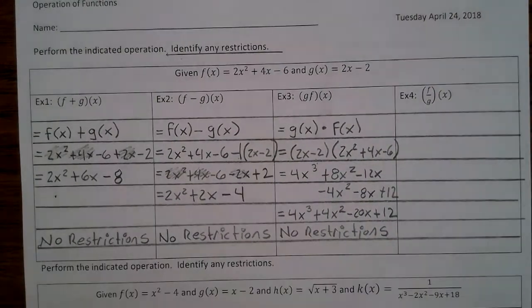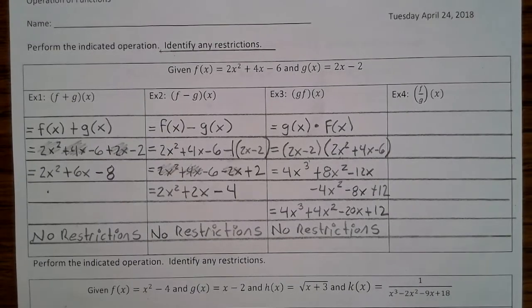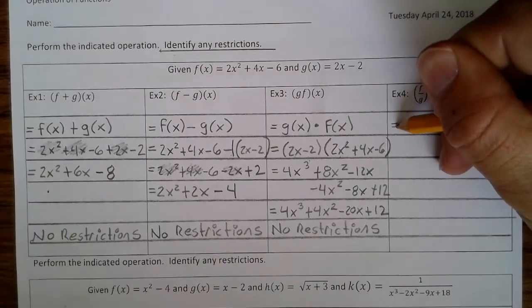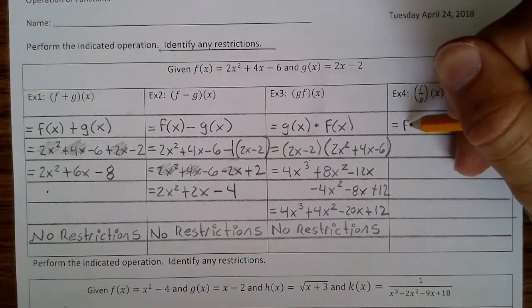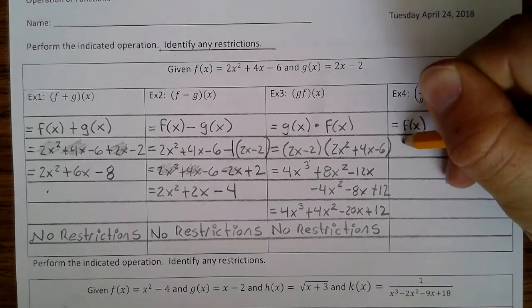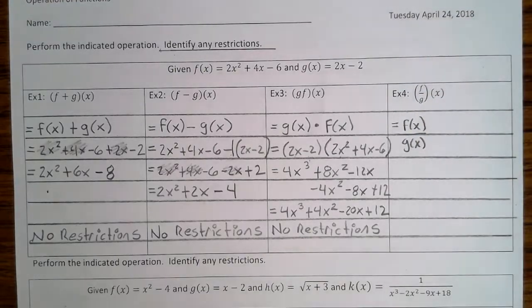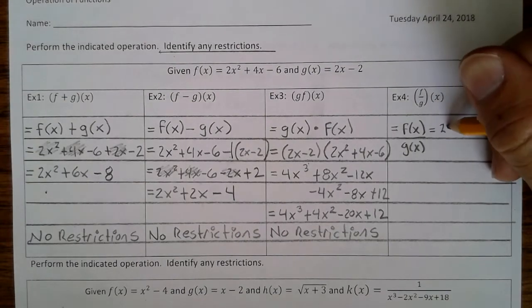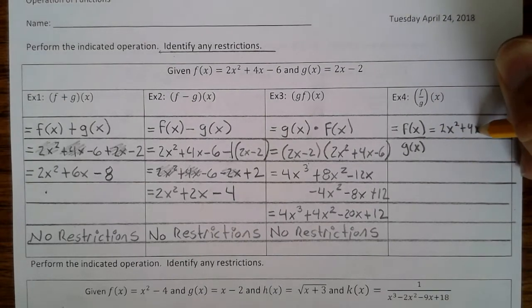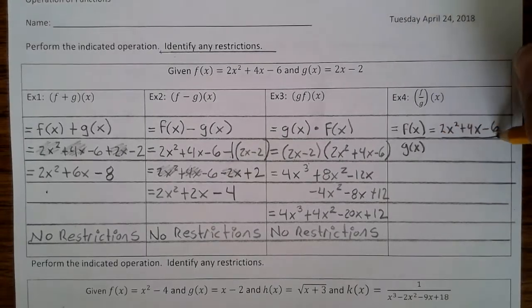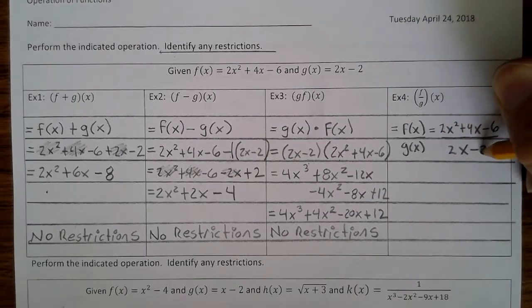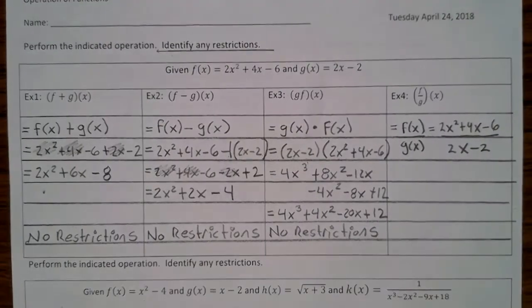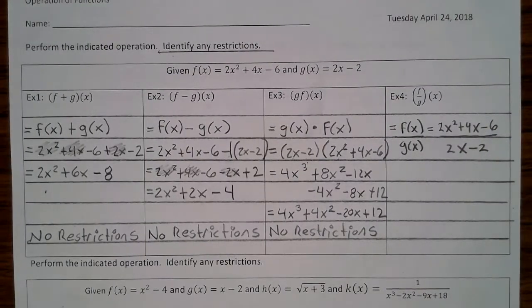Okay, so now we'll do example 4. So f divided by g of x. So that's f of x divided by g of x, which is f of x is 2x squared plus 4x minus 6, and then g of x is 2x minus 2. Now, since there is a denominator, there is a chance for restrictions, but we won't know until we complete the problem or simplify the problem.